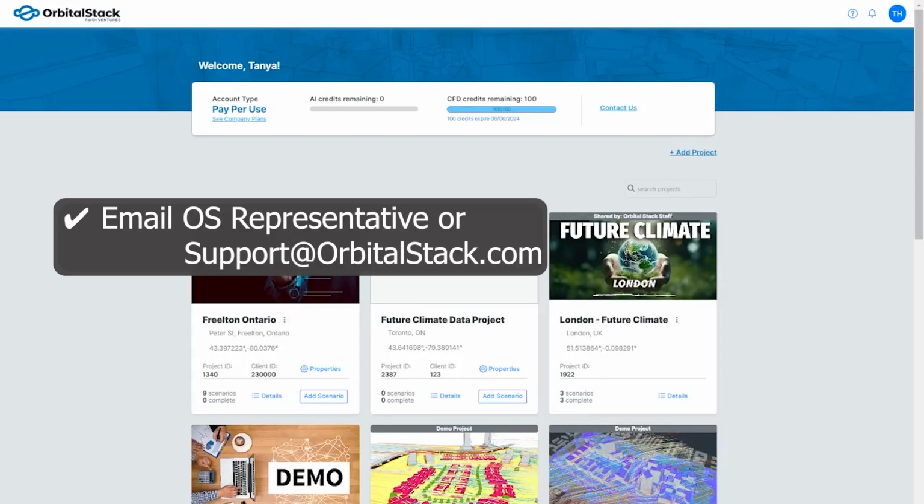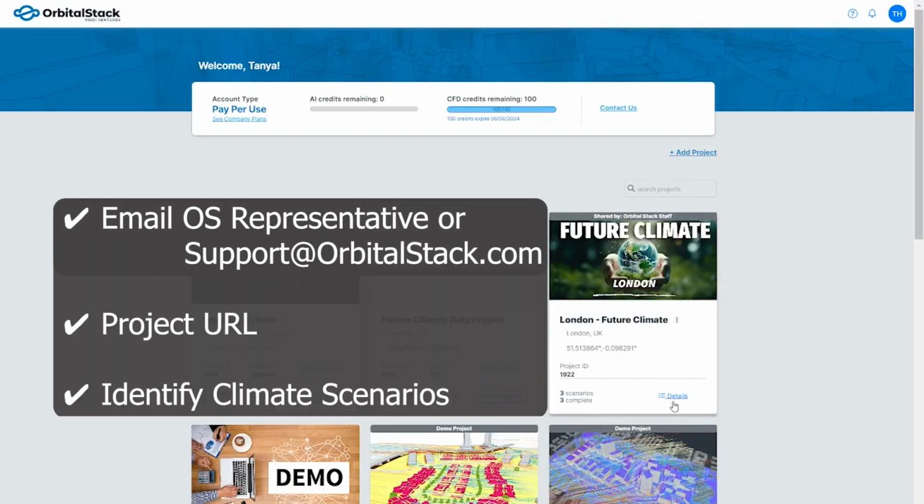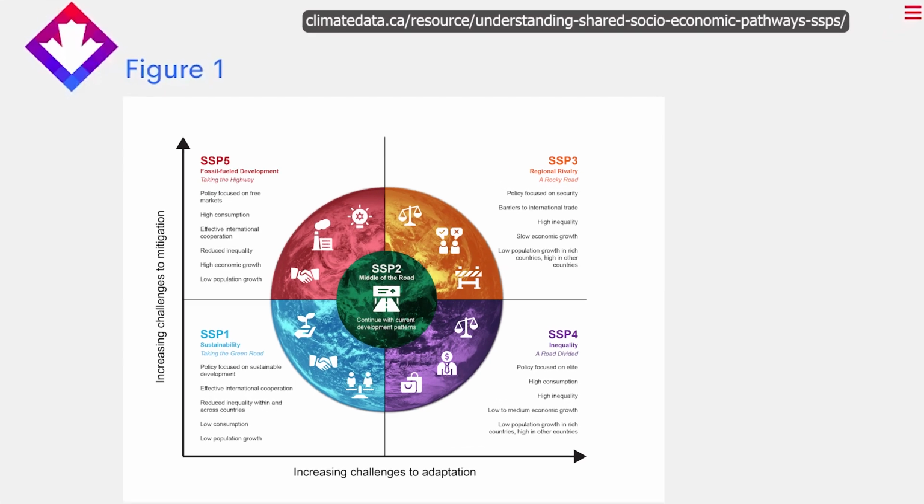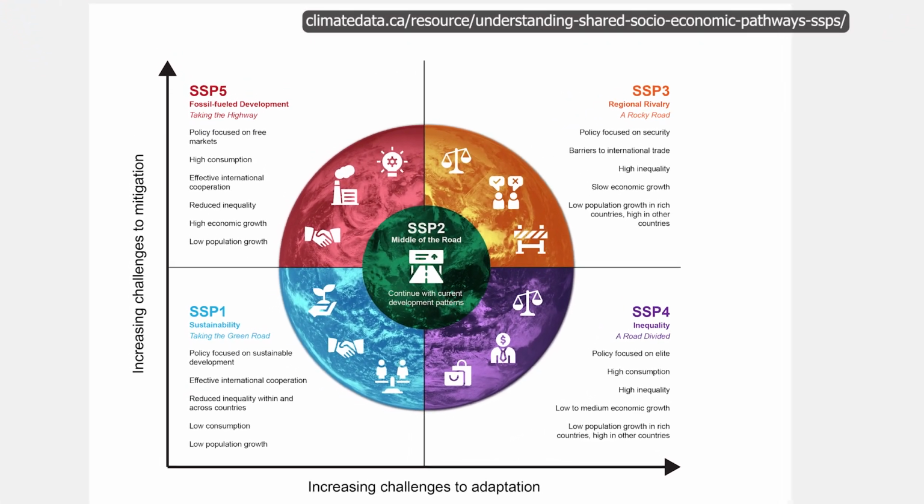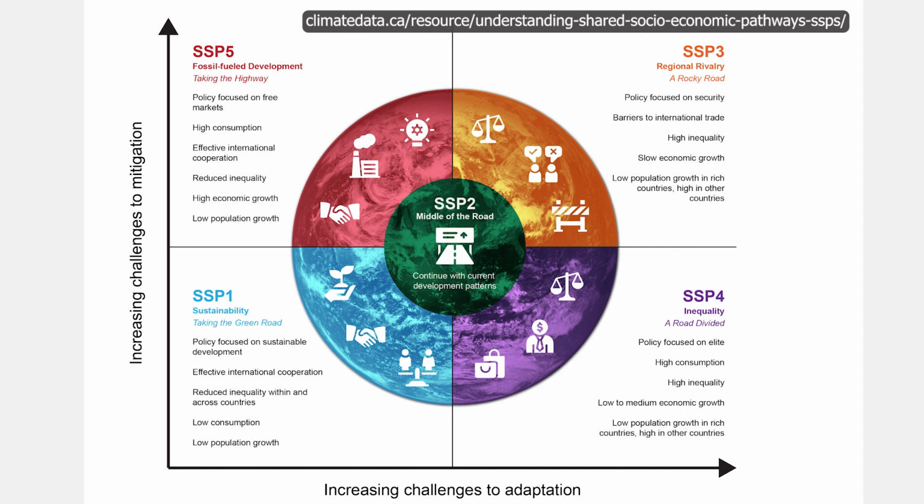Here, you will need to email your Orbital Stack representative or support@orbitalstack.com. Within this email, please include the URL to your project tile along with the different climate scenarios you want to run. The Intergovernmental Panel on Climate Change have created 5 socioeconomic scenarios to describe the specific political and economic development paths and their potential effects on the climate. This series of climate models attempts to address different possible futures and frames analysis into future conditions, highlighting the best case to the worst case.